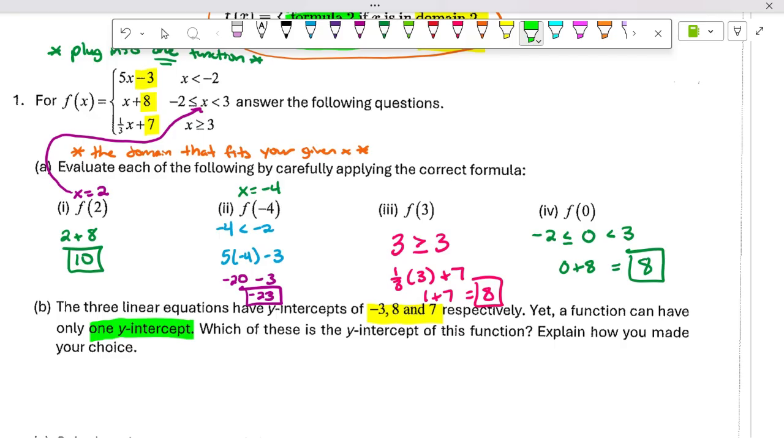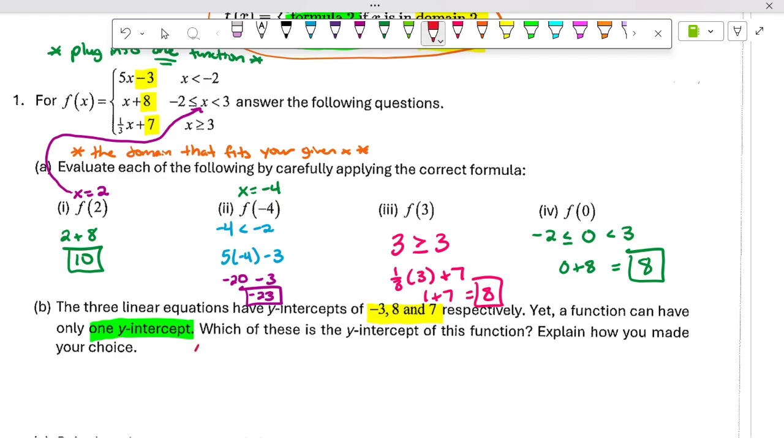Think about how the point of a y-intercept looks. What's always true about a y-intercept? The x value is what? 0. So the x value is always 0. So if there's multiple y-intercepts, is it a function? No, because that means you have multiple x values that are at 0. It fails the vertical line test. So that's why it can only have one y-intercept, because if it doesn't, the x is repeated.